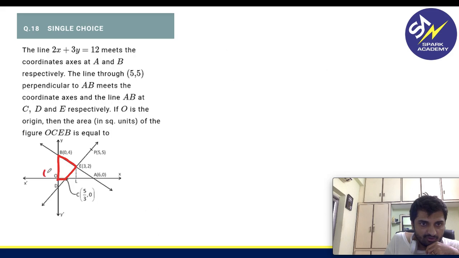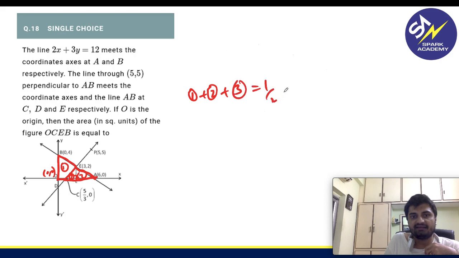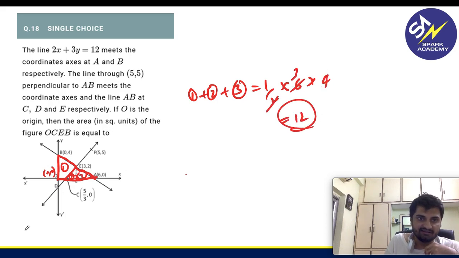So if you know O, this is like 4 quadrants. But you also know this, right? If you extend this, this is like a right angle triangle. So the triangle's total region, 1 I can write, this is 2, this I can write as 3. 1 plus 2 plus 3 I can write as half into base, which is 6, into height, which is 4. So 12 units is the total area, right? So this total area is 12.